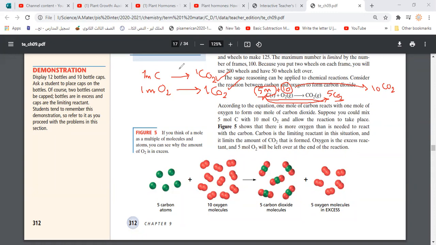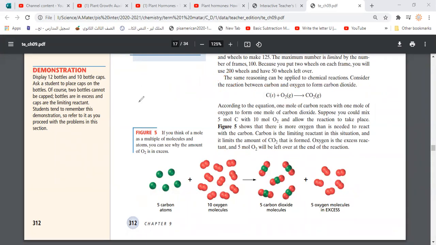This kind of analogy represents the idea for you. As you can find here, there are 5 moles of carbon, while here they have 10 moles of oxygen. Each mole of oxygen will combine with 1 mole of carbon to produce 5 moles of carbon dioxide, and we still have an extra 5 moles of oxygen that don't react. So in that case, we say that carbon is the limiting reactant while oxygen is the excess reactant.